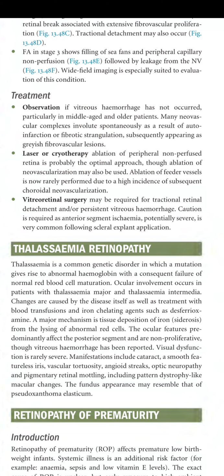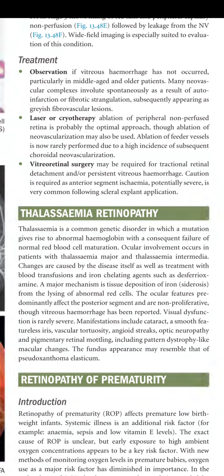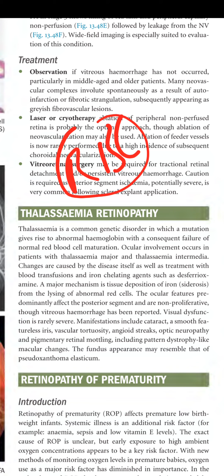Next is thalassemia retinopathy. Thalassemia is a common genetic disorder in which mutation gives rise to an abnormal hemoglobin with consequent failure of normal blood cell maturation. So the RBCs will not mature. Ocular involvement occurs in patients with thalassemia major and thalassemia intermedia.